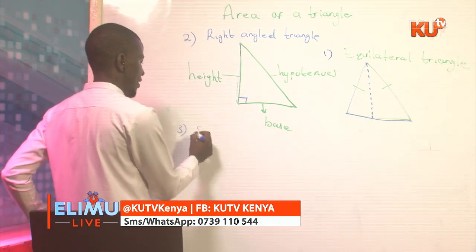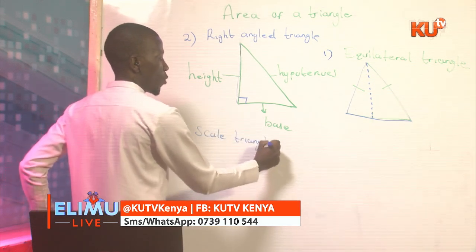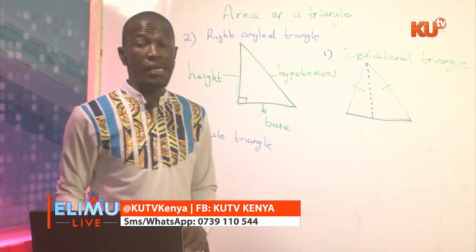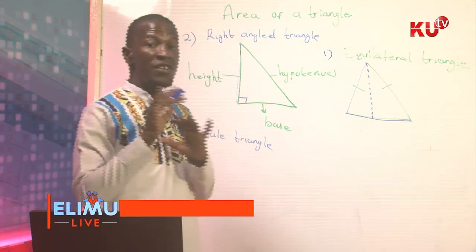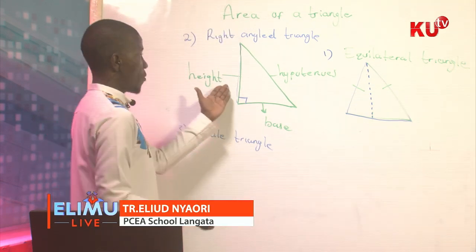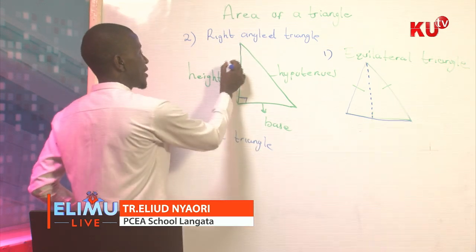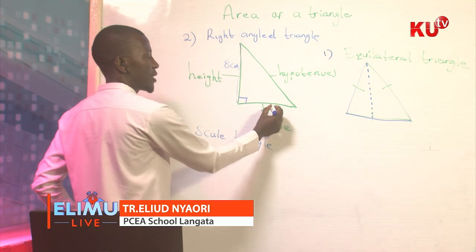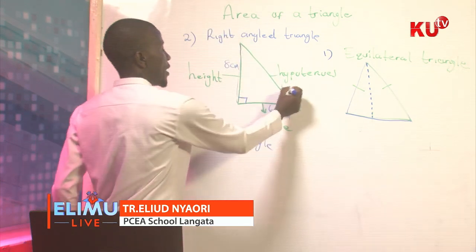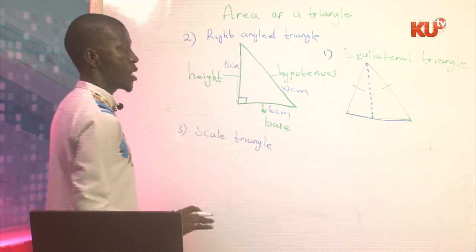Number 3, we have the scalene triangle. When we talk of a scalene triangle, none of its sides is equal. They have different measurements or different sizes. Let's go back here to the right angle so that I can explain something. If this side is 8 centimeters, this one can be 6 centimeters, then the longest one can be 10 centimeters. So you can see none of its sides is equal.